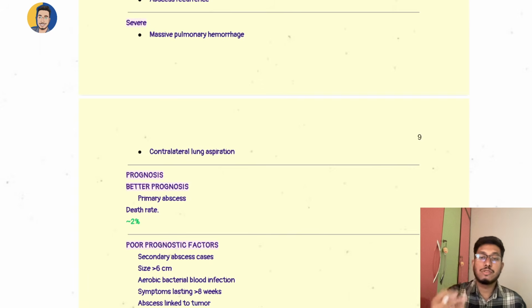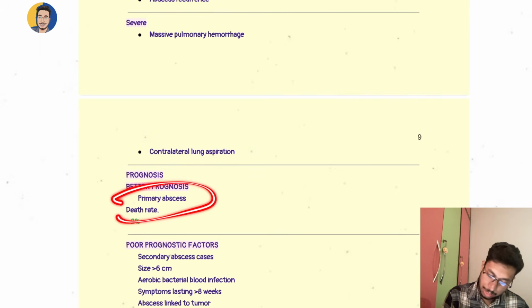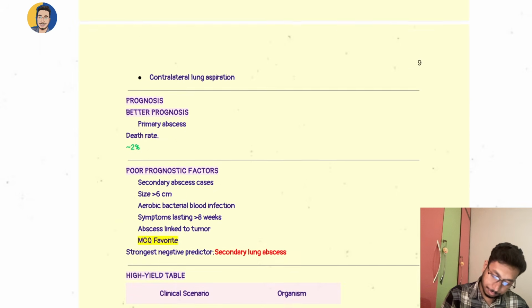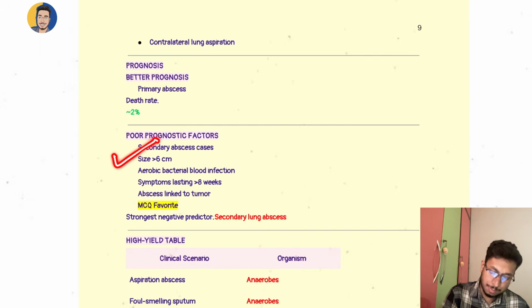Similarly, as one lung is compromised, the other lung is over-dependent, so there is a hyperexpanded lung, and there is also a chance of contralateral lung aspiration in such cases. Obviously, in the most common cases, primary abscess has the better prognosis. Poor prognosis will be secondary abscess, because in secondary we are talking about malignancy.